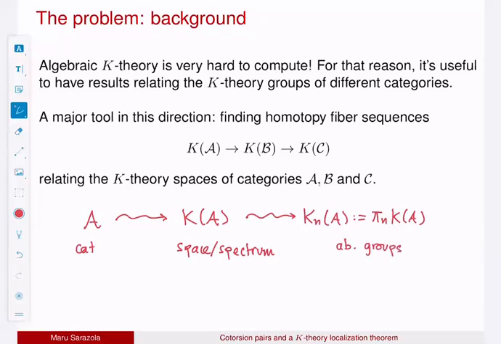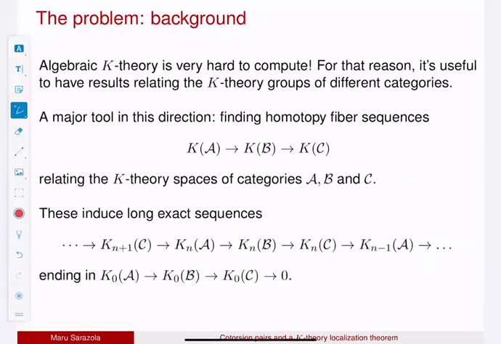So the idea is, if you manage to get a homotopy fiber sequence like this in the land of spaces, then this is very good for finding the K-theory groups of these things, because any such homotopy fiber sequence of spaces induces a long exact sequence on the K-theory groups. And then the idea is you just use this long exact sequence. Let's say if you know the K-theory groups of 2 of the 3 categories involved, you can try to figure out data about the third one.